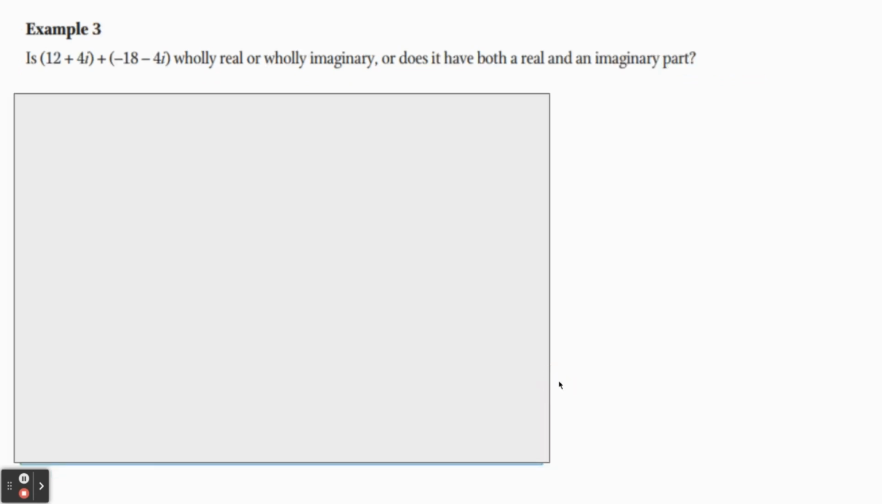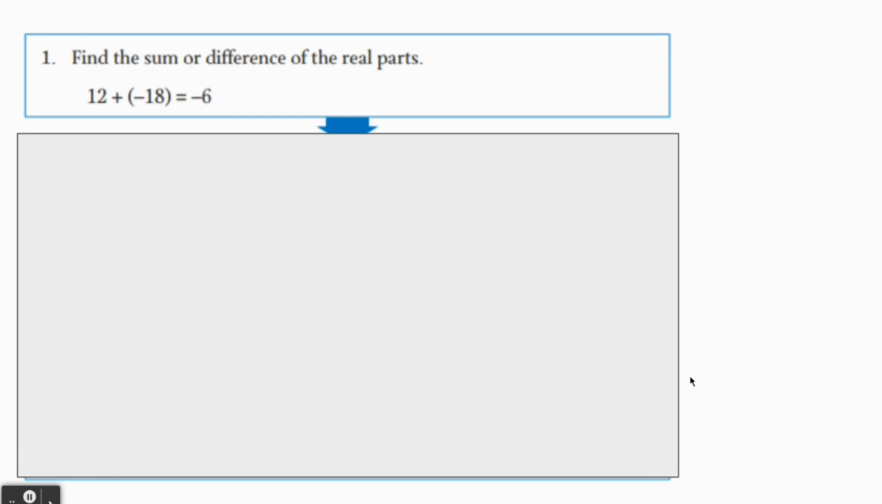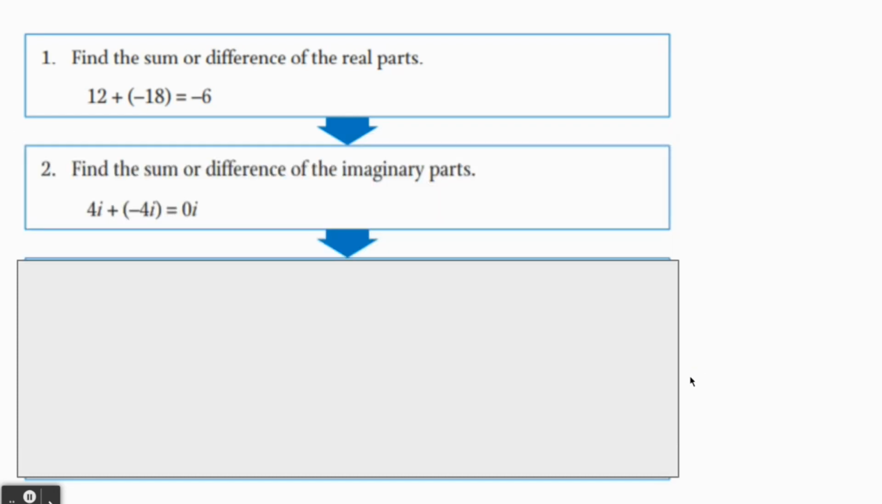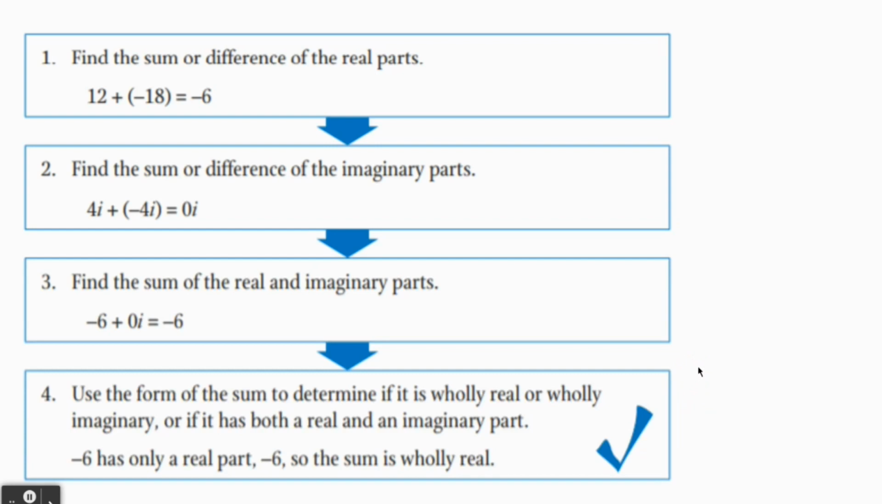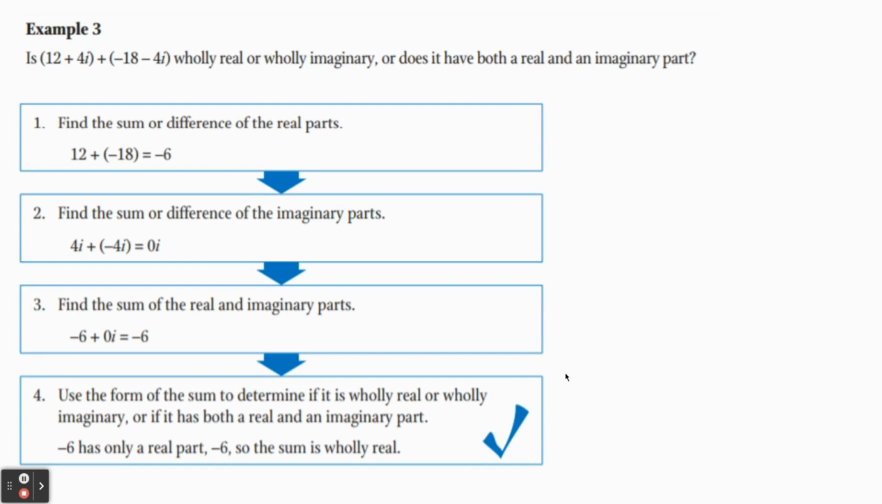Example 3 is quantity of 12 plus 4i plus quantity of negative 18 minus 4i, real or wholly imaginary, or does it have both? Let's take a look here. First, let's combine the real parts. We get negative 6. Imaginary parts, we get 4i plus negative 4i, and now we have 0i. So it looks like we lost our imaginary parts here. So our final answer here will have basically only a real part, which is just negative 6.